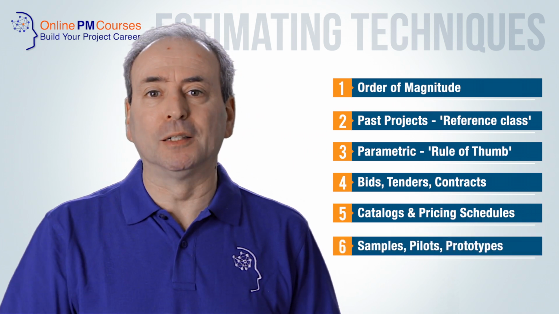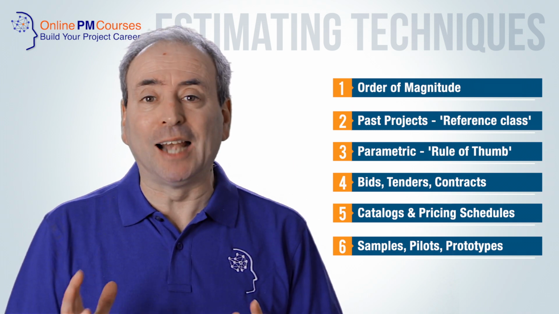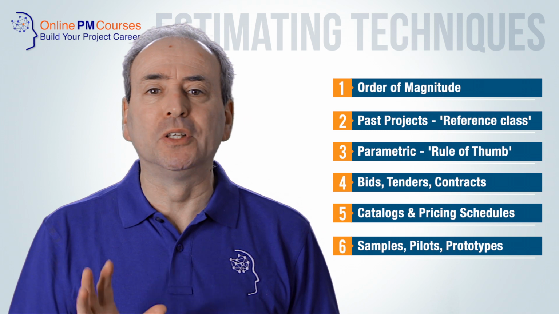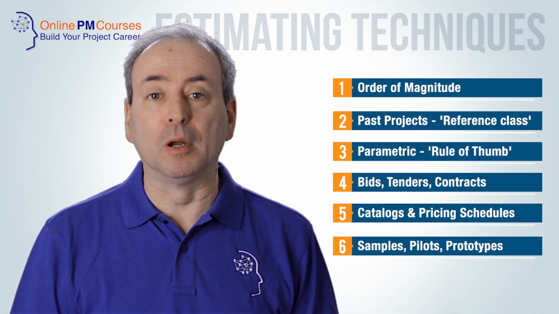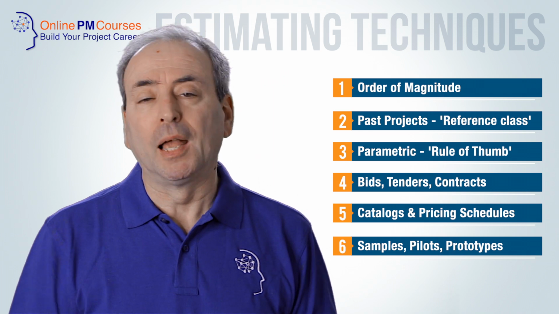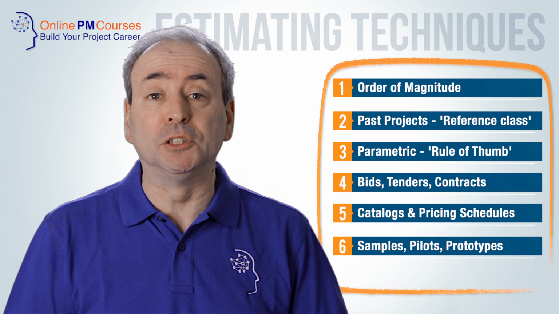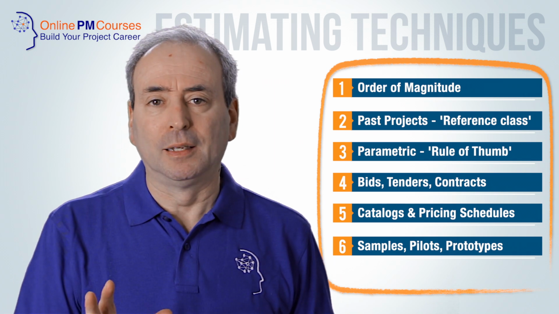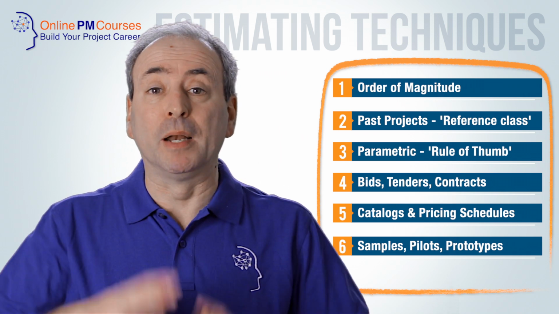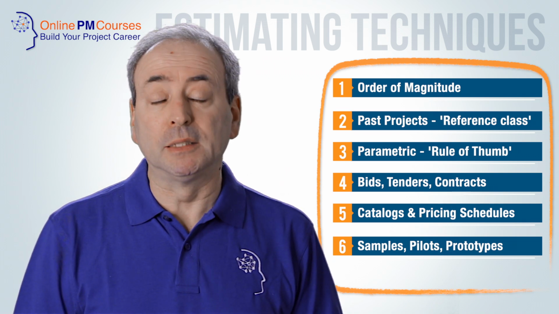And finally, a great way to get really good data is to build a sample or a test or a pilot or a prototype. You can calculate the actual cost of doing that and use that as an input into your estimate for the bigger full production version. And of course, the secret to good estimating is to combine as many of these techniques as you can.